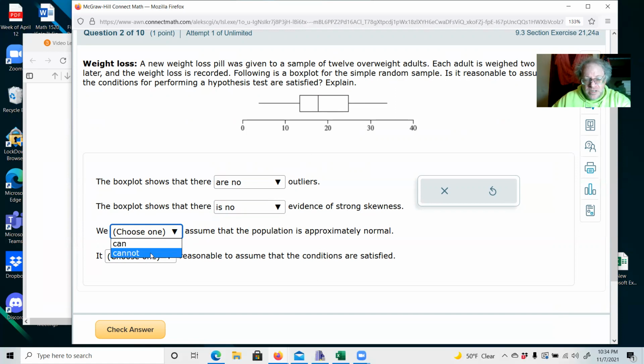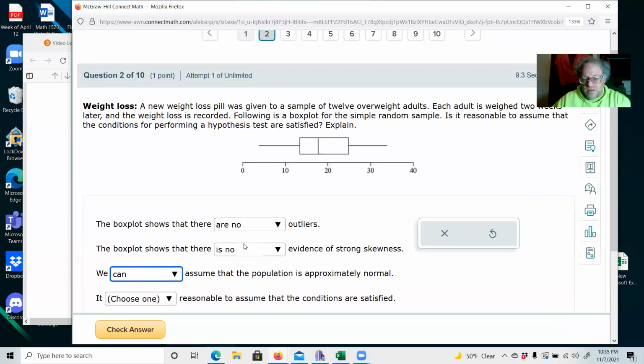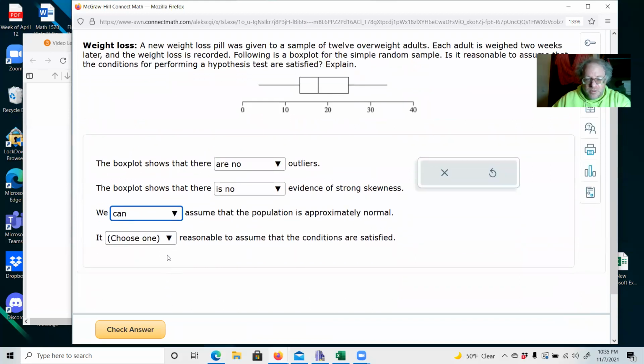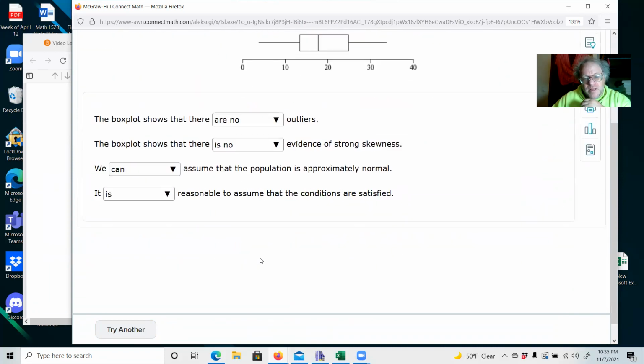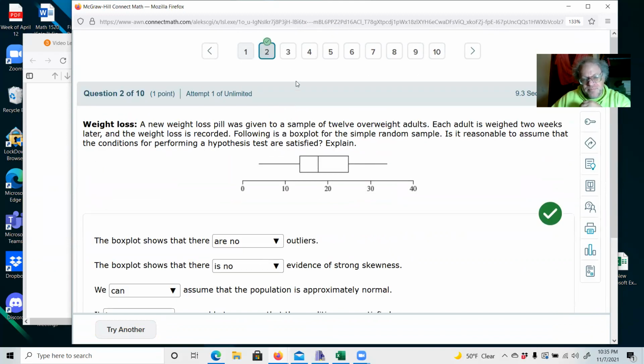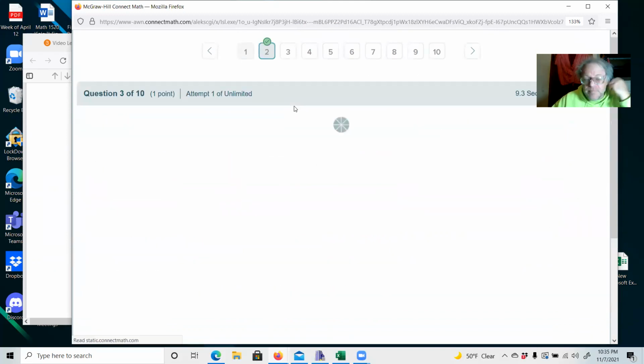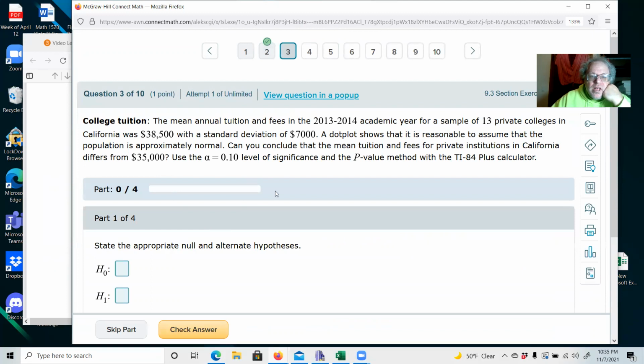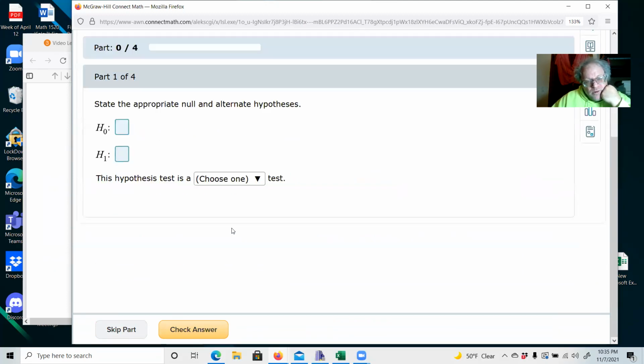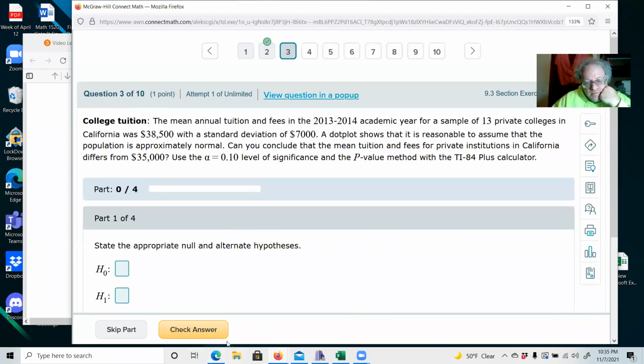So we should say that the population is normal and it is reasonable to assume that the conditions are satisfied. We can proceed with the problem. Okay, so we have that. All right. Oh, they give us a whole, do we have to do a whole problem? We do, maybe, yeah. Cool.